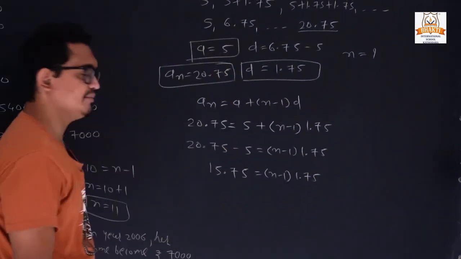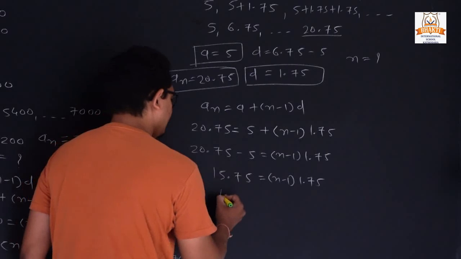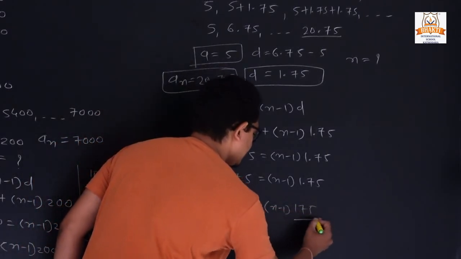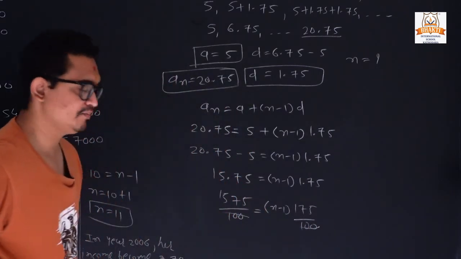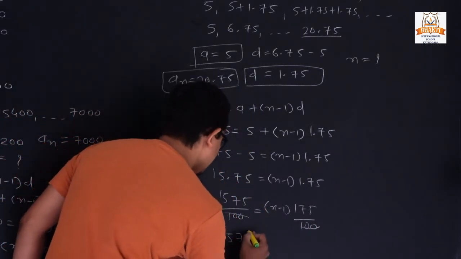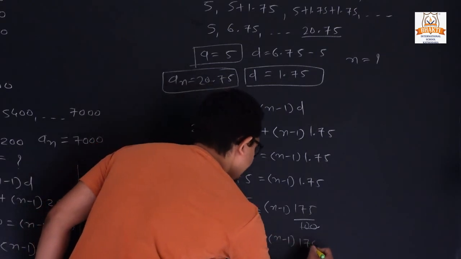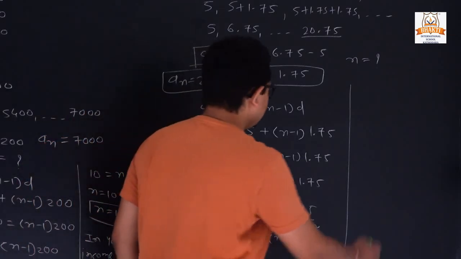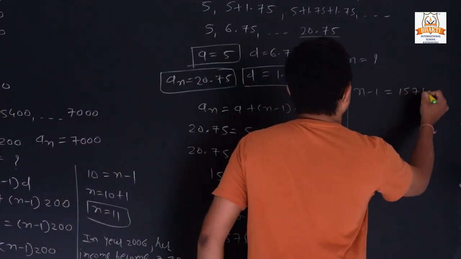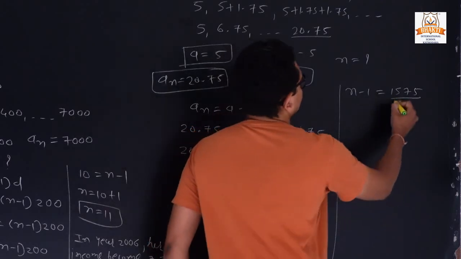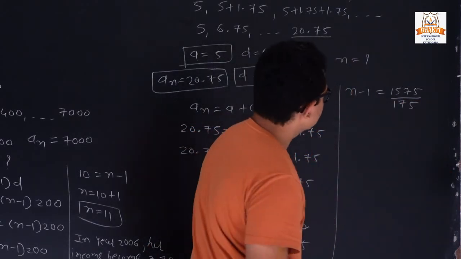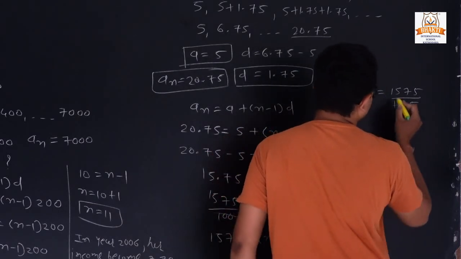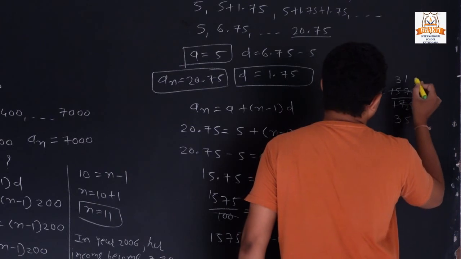That equals n minus 1 into 1.75. Now here after the point we have 2 digits, so we can write 100. Similarly here we can also write 100. So 100 cuts on both sides. So 1575 is equal to n minus 1 into 175. Now this 175 is going to the second side, so it will be in division. Divide with 175. So both are divisible by 5. So 5 threes are 15 and 5 sevens are 35.